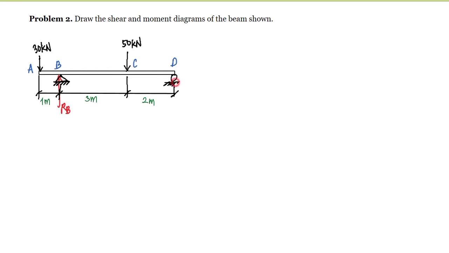And at point D, we have one reaction at the roller, so we have here the reaction at point D. In order for us to compute for the reaction at point D, what we are going to do is to summate moment at point B. So we have the summation of moment at point B is equal to 0, taking the clockwise direction as positive.